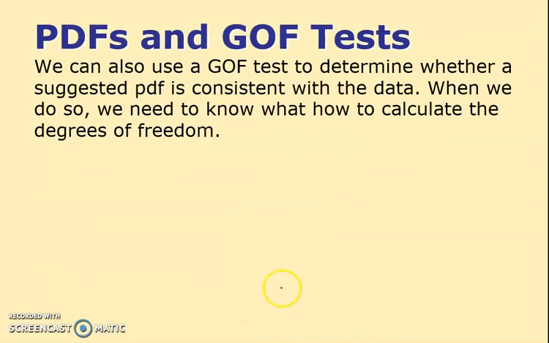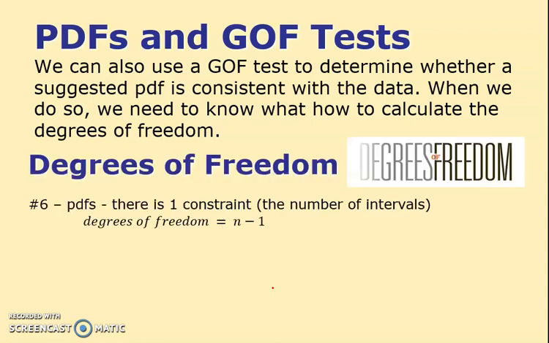Now, bearing all that in mind, PDFs are what we're looking at today. And we are going to use a GOF test to determine whether a suggested PDF is consistent with the data that we've got. We'll need to know the degrees of freedom, and these are also n minus 1. The number of intervals minus 1. It's very similar to the number of categories we saw before.